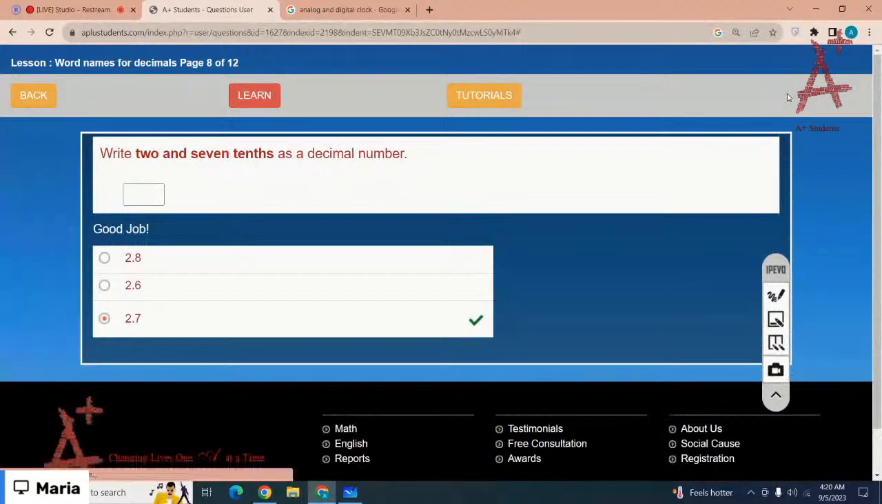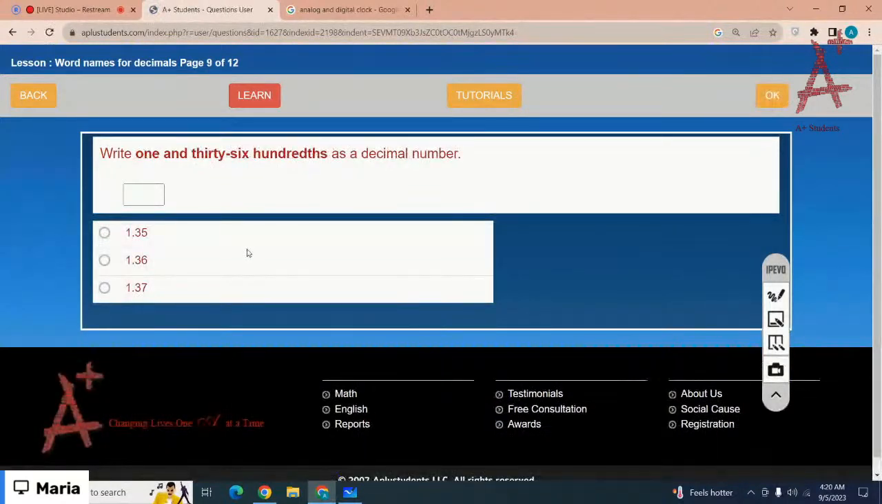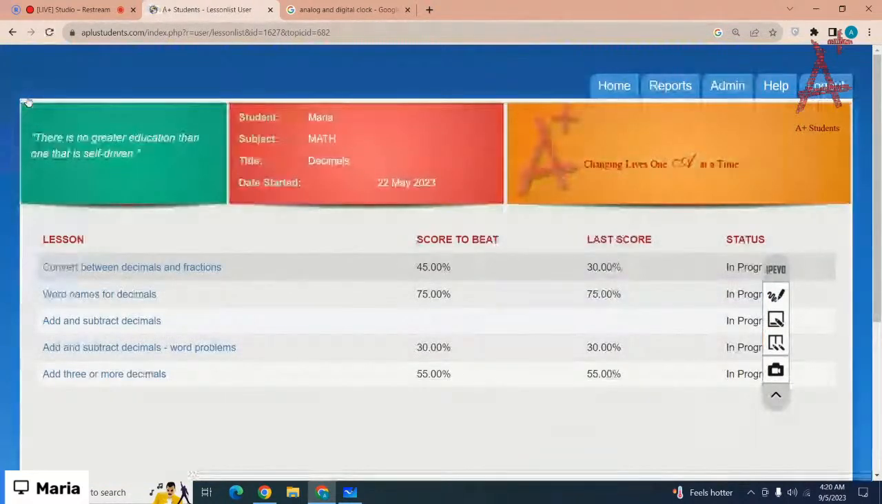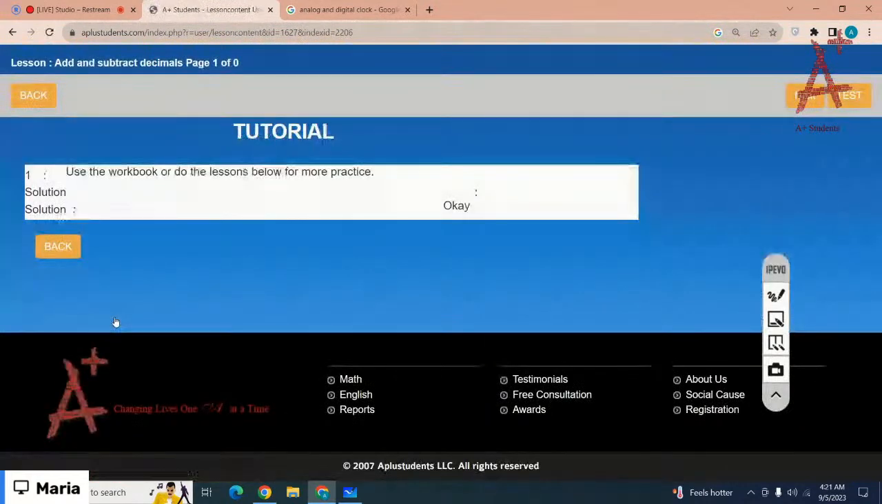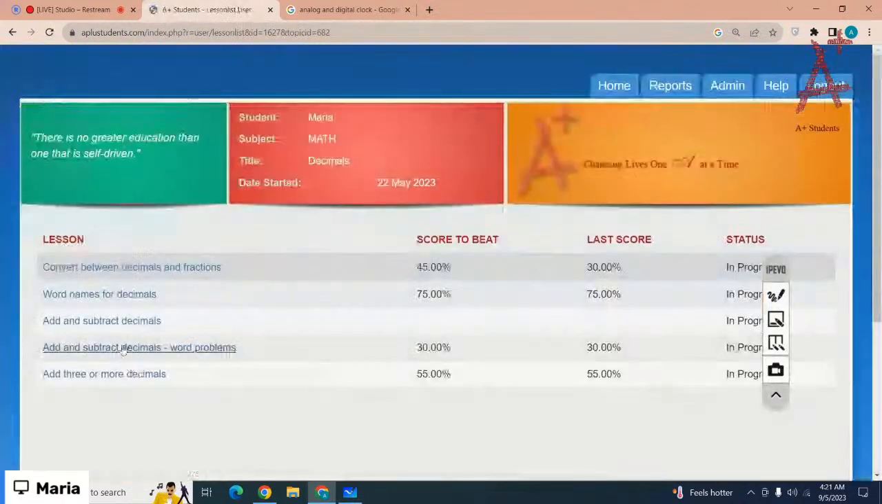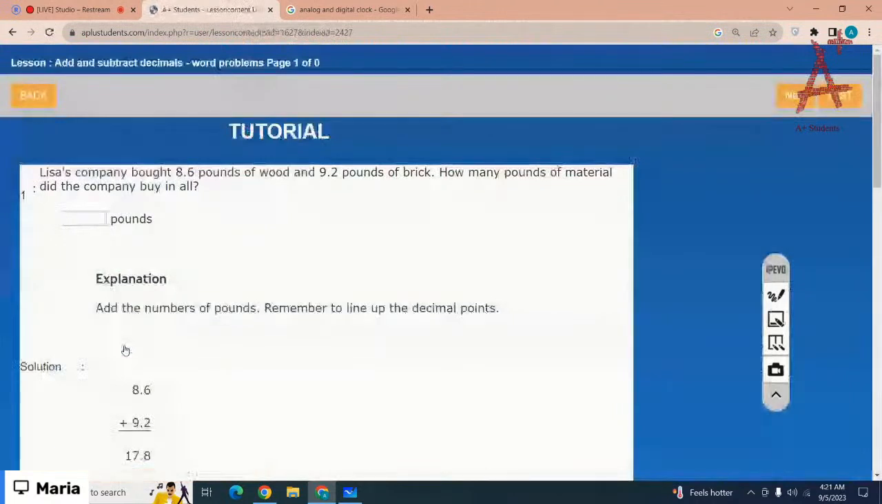Okay, you can complete the lesson by yourself later today. Let me just move on to the next lesson. The next lesson is add and subtract decimals, right? Let's just move on to the next one. That would be add and subtract decimals word problems.